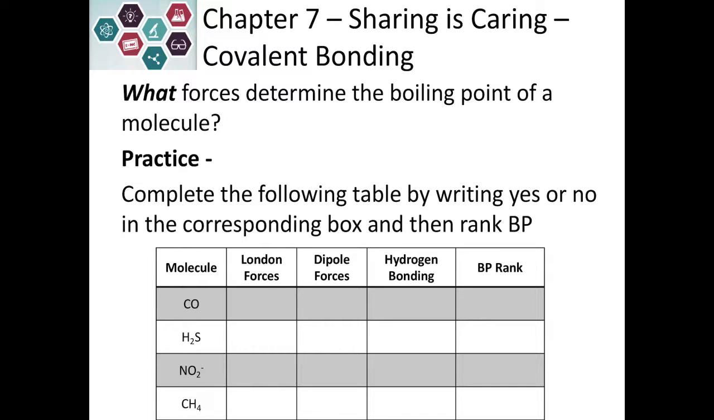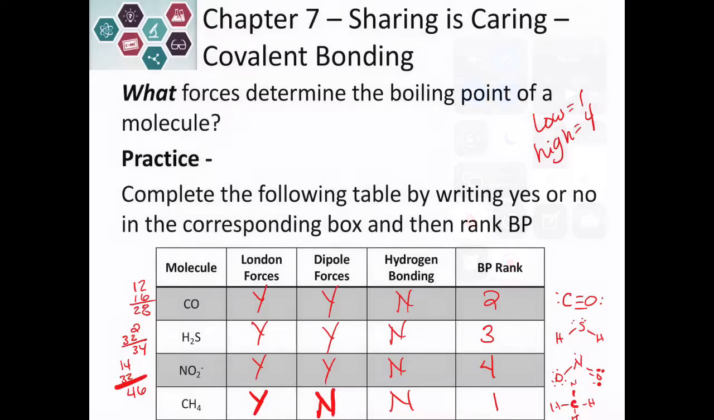Here is another problem where you're going to work through, figure out all of your forces and rank boiling points. So go ahead and try this one on your own and come back and check your answers. CO has London forces and dipole forces. It does not have hydrogen bonding. H2S has London forces, dipole forces. It's a bent molecule, but no hydrogen bonding. NO2, London forces and dipole forces. CH4 only has London forces. It's a non-polar tetrahedral molecule.